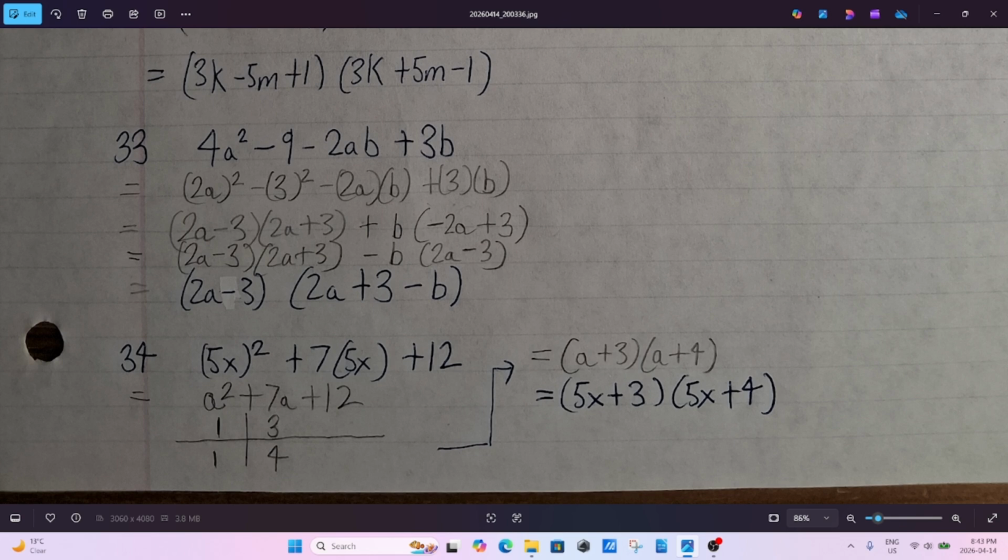34, 5x squared plus 7 times 5x plus 12. Let 5x be a. Now you get a squared plus 7a plus 12. And then we see that 12 is 3 times 4. For a squared, it's 1 times 1. So we just do (a plus 3) and (a plus 4). And then we substitute back a equals 5x for the final answer.